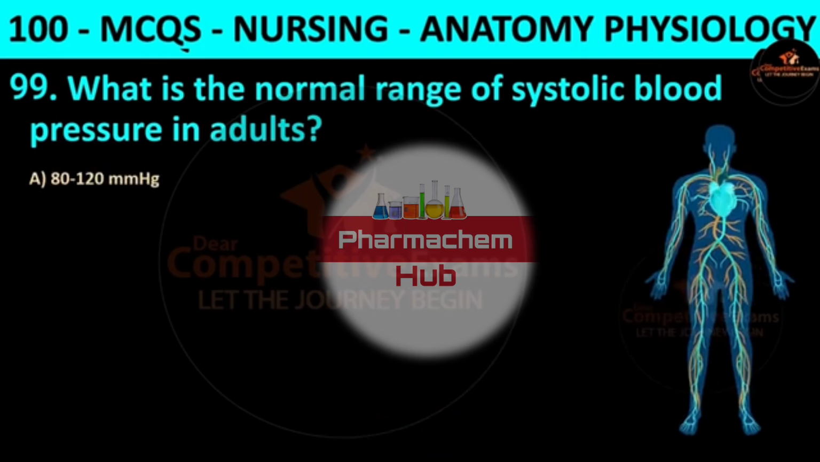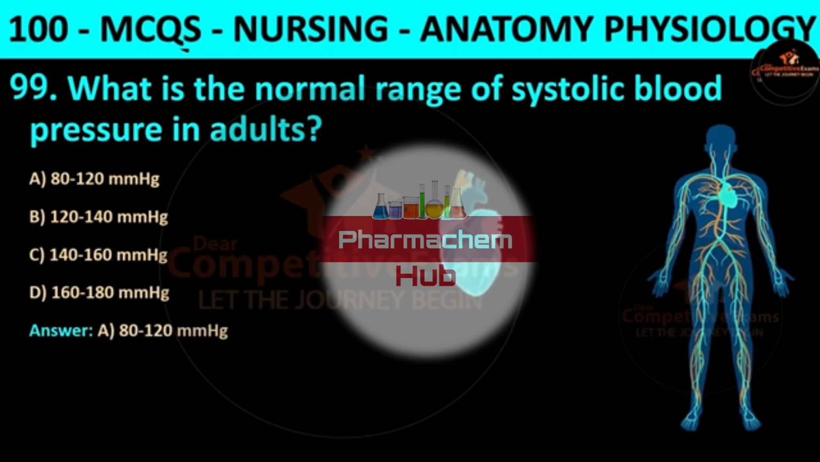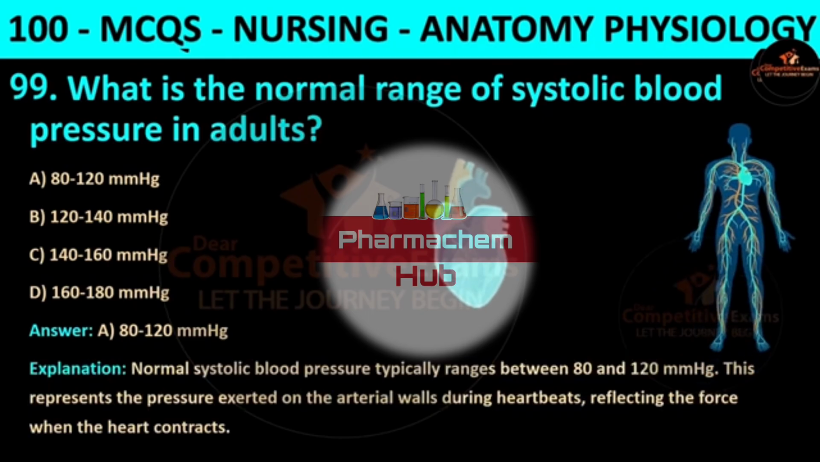Question number 99. What is the normal range of systolic blood pressure in adults? The options are 80 to 120 mmHg, 120 to 140 mmHg, 140 to 160 mmHg, or 160 to 180 mmHg. The correct answer is A, that is 80 to 120 mmHg. The normal systolic blood pressure typically ranges between 80 to 120 mmHg. This represents the pressure exerted on the arterial walls during heartbeats, reflecting the force when the heart contracts.